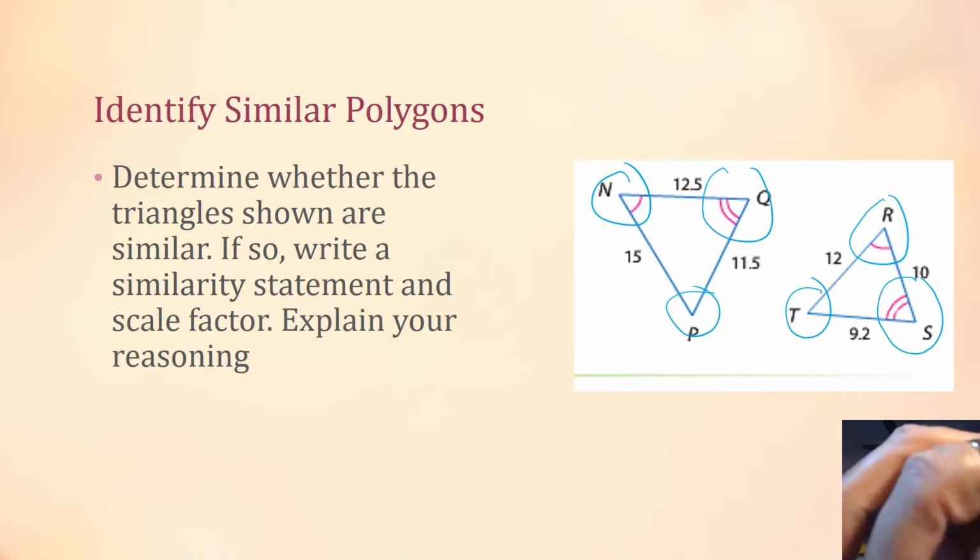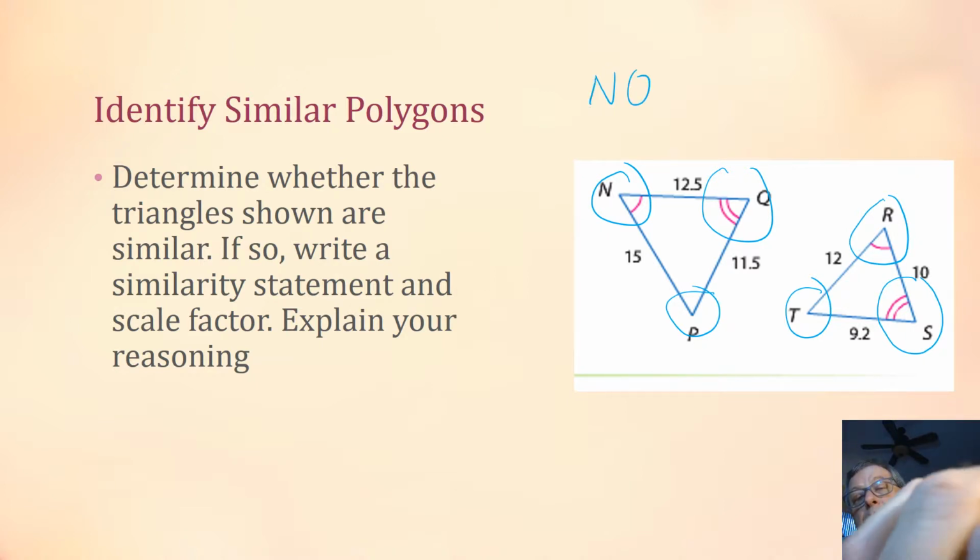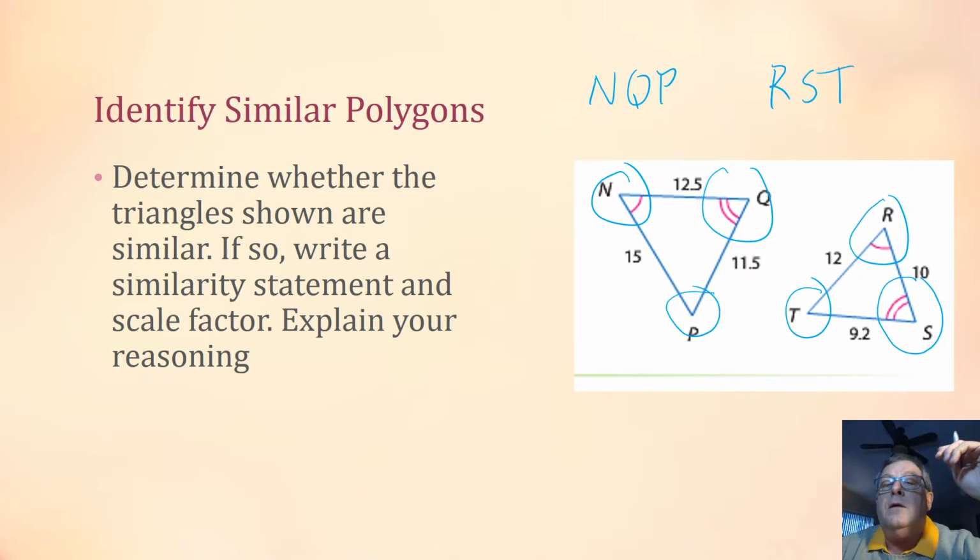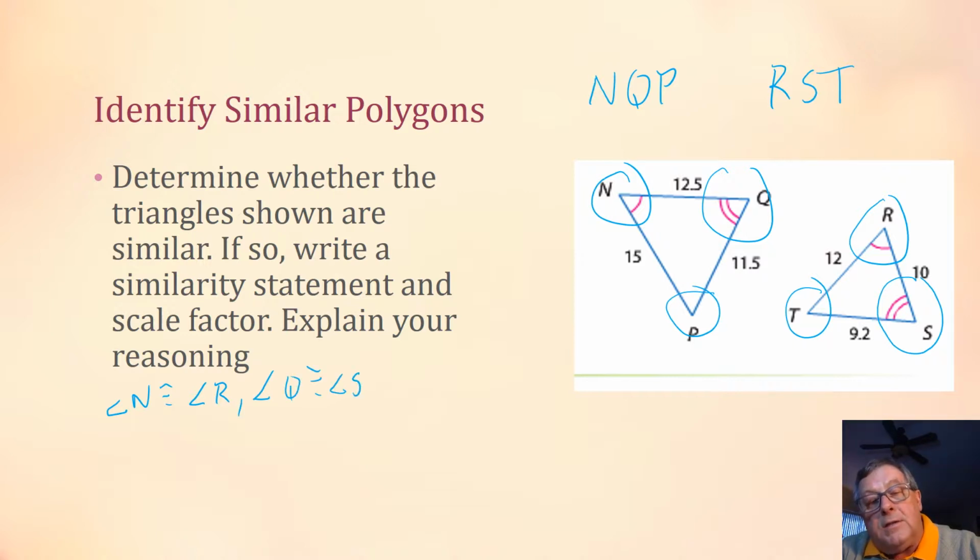So let's see, I'm going to start to build our similarity statement because we're going to label our triangle as N, Q, P, and our second triangle is R, S, T. And we have already determined that angle N is congruent to angle R, and angle Q is congruent to angle S. And by that third angle theorem, we also then can conclude that angle P is congruent to angle T. Now all we got to do is find proportionality between the corresponding sides.